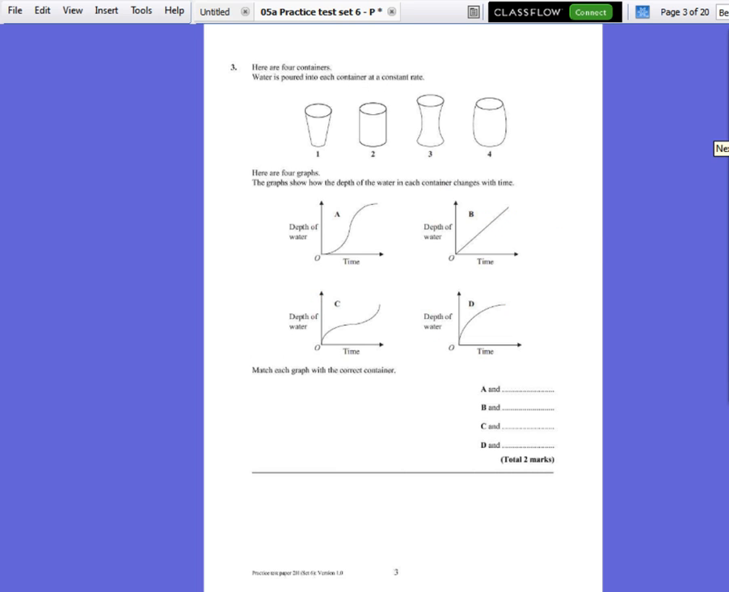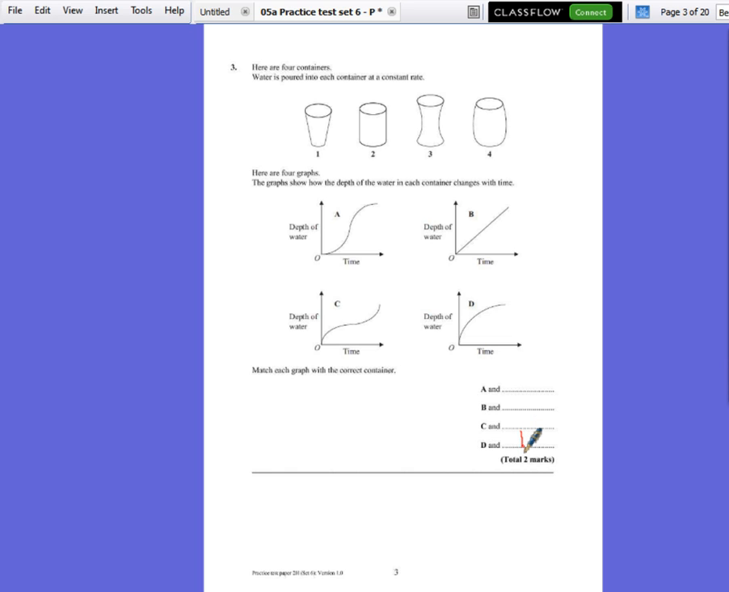Question 3. Here are 4 containers. Water is poured into each container at a constant rate, and here are the graphs of how they fill up. So if you look at container 1, it's very narrow at the start, so it must fill up quickly to begin with, and it will slow down as it widens up. So the one that's starting off very quickly is graph D. So graph D will be container 1.